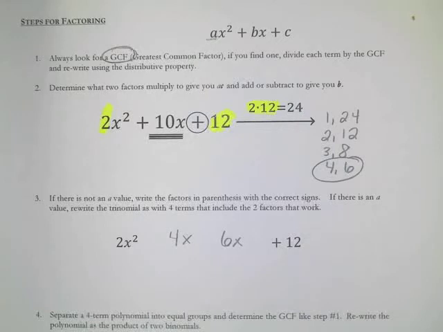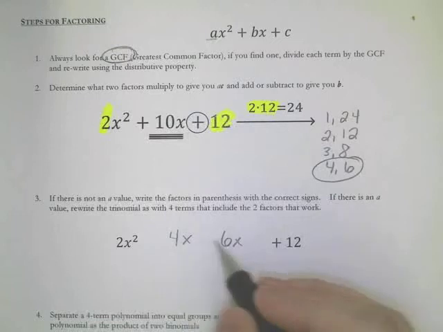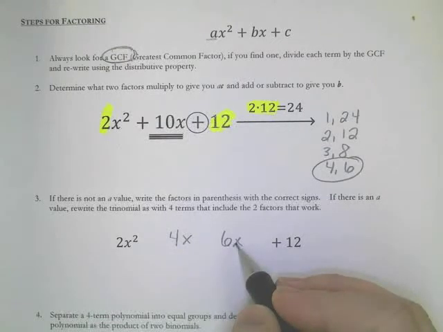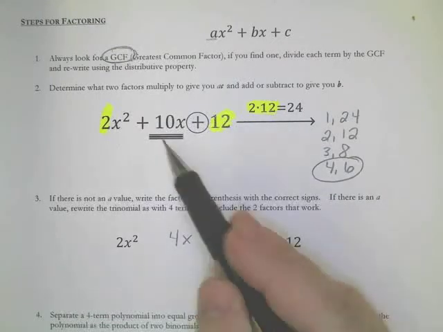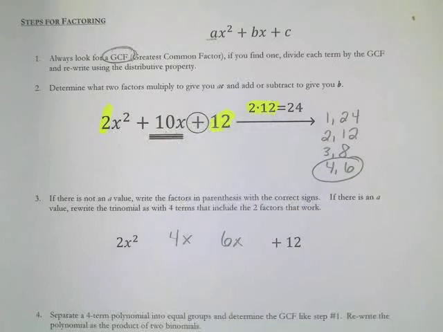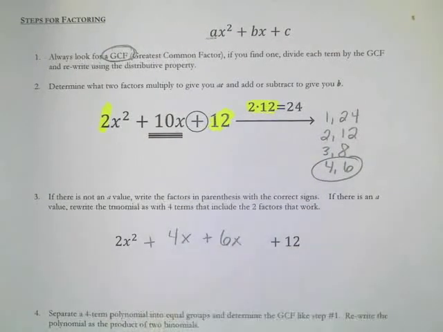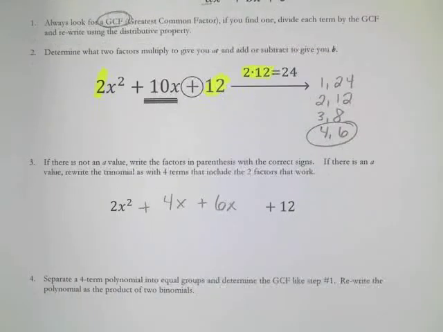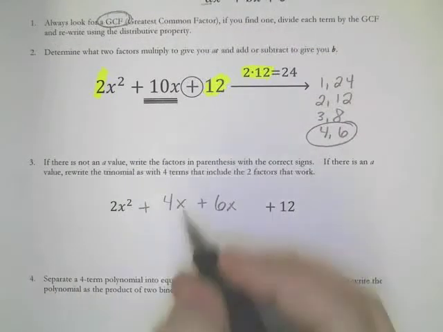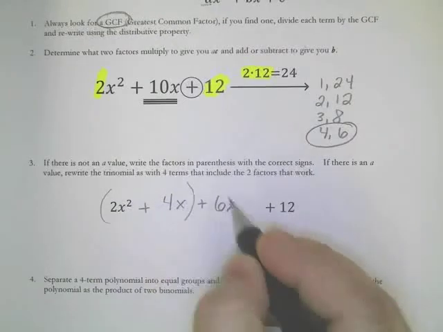So now when I look at my 4x and my 6x, I have to know what kind of signs they have to be so that I get a positive 10. And the only way I can get a positive 10 is by adding these. Okay. And then the next one is I'm going to separate it into equal groups. So I have a group of 2 and a group of 2.